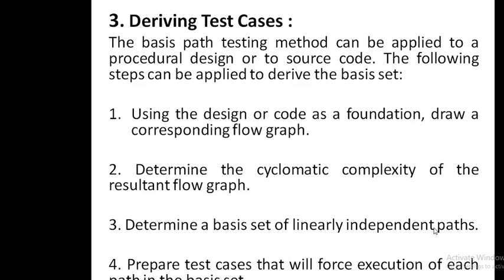So how many paths are there? We can know by using cyclomatic complexity. For those independent paths, we want to determine the basis set or test cases. After that, prepare the test cases that will force execution of each path in the basis set. So those test cases force the execution of each path in the basis set. When you execute each path, we can test all the statements in the program, test throughout the program, and find out the errors. So in this manner, we can derive test cases by using these four steps.